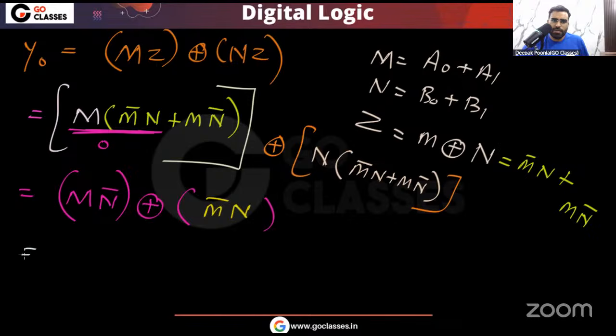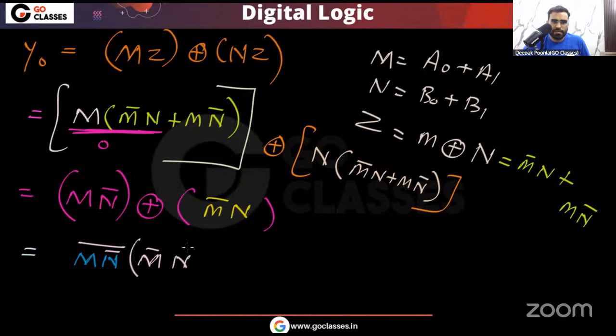Now here again you can open this XOR. So what will it become? Mn bar whole bar. Did we make any mistake? I think mn mz. Okay, so yeah, everything is fine, right? So you can see what we will get: mn bar whole bar, m bar n.